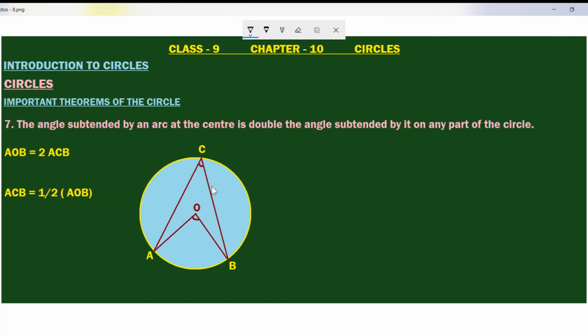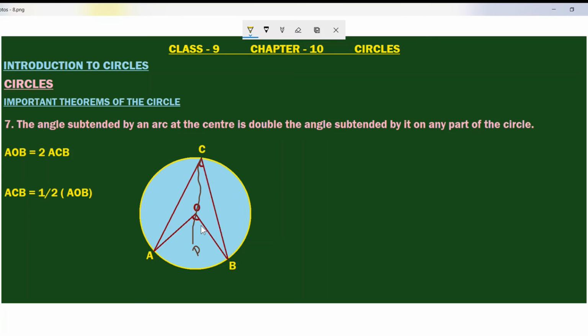Let's see. To prove that, first we need to draw a line from C to O, and then we have extended this line up to P. So now we have got two triangles, AOC and BOC. Now we are going to use this triangle.